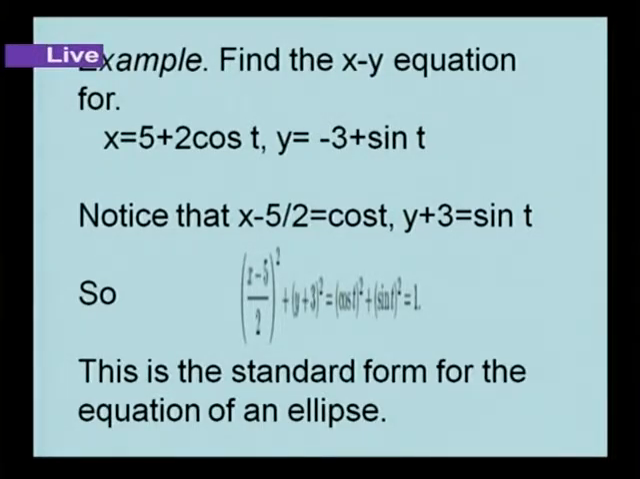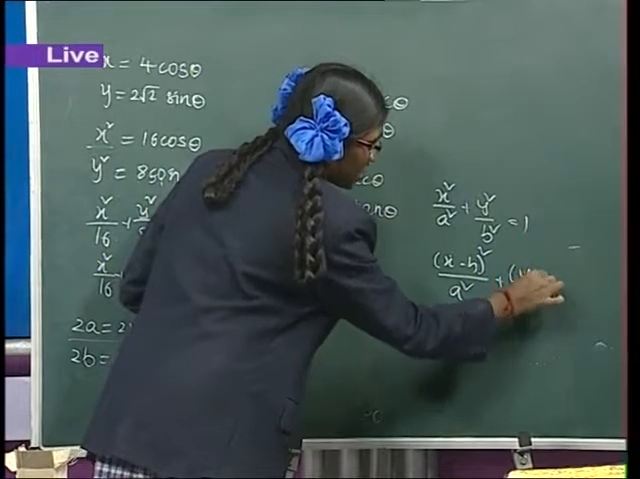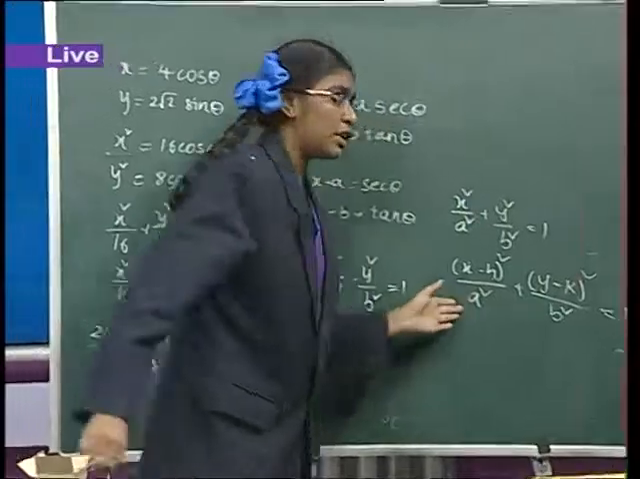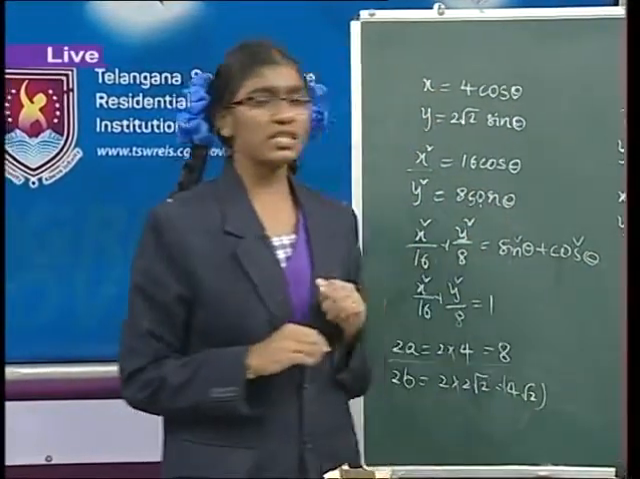There is another equation: (x minus h) whole square by a square plus (y minus k) whole square by b square is equal to 1. It is also a standard form of an ellipse. Okay, friends, it is also a standard form of an ellipse.